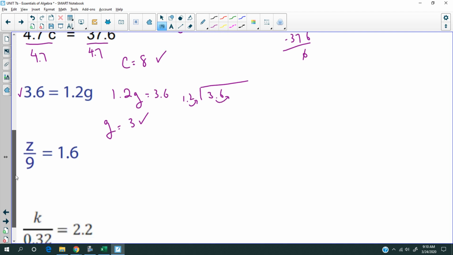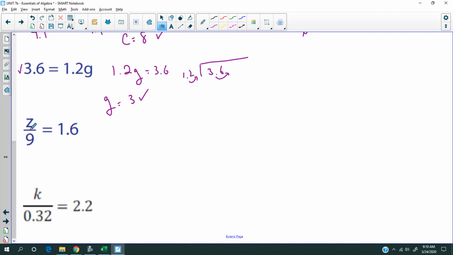Now, looking at these last two, Z over 9 equals 1.6. So that's telling you that Z is being divided by 9. So we're going to do the opposite. Multiply by 9. Let's use the parentheses. Now, what's going to happen on the left side of the equal sign? Yep. Cancel, cancel. 9 times 1.6, what's that? Go ahead, do it real quick. Yeah, that's right. 14.4.